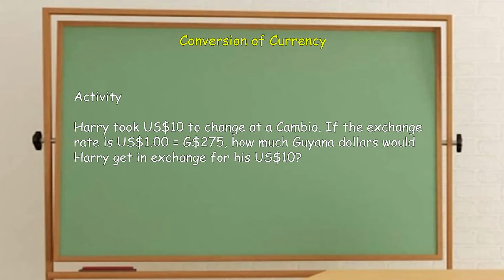So boys and girls, here is an activity for you to do. Harry took $10 to change at a cambio. If the exchange rate is $1 equals 275 Guyana dollars, how many Guyana dollars would Harry get in exchange for his 10 US? Boys and girls, take your time and work this quickly and do neat work.